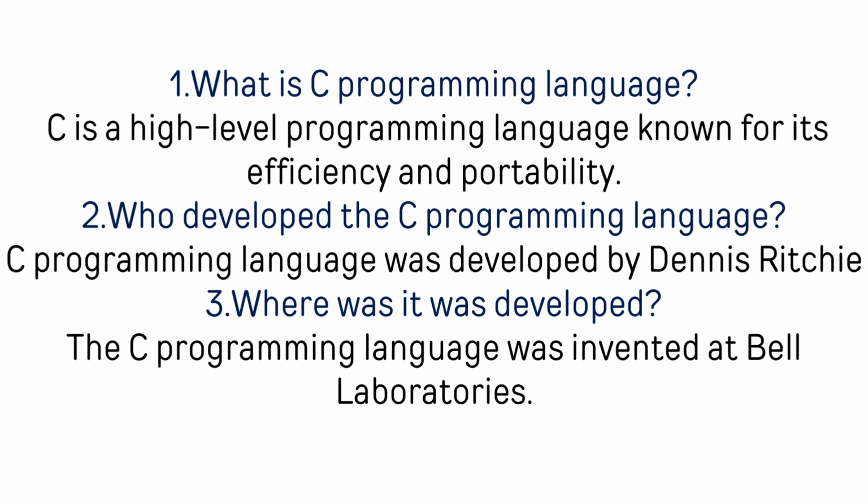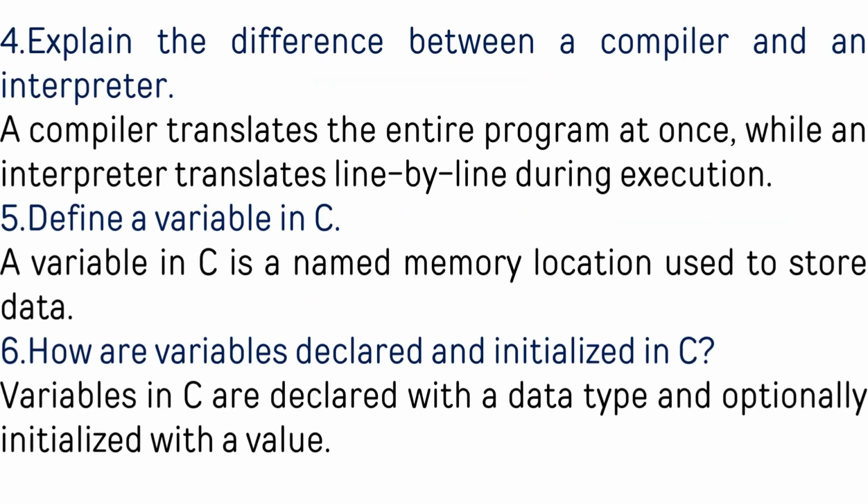3. Where was it developed? The C programming language was developed at Bell Laboratories. 4. Explain the difference between a compiler and an interpreter. A compiler translates the entire program at once, while an interpreter translates line by line during execution.